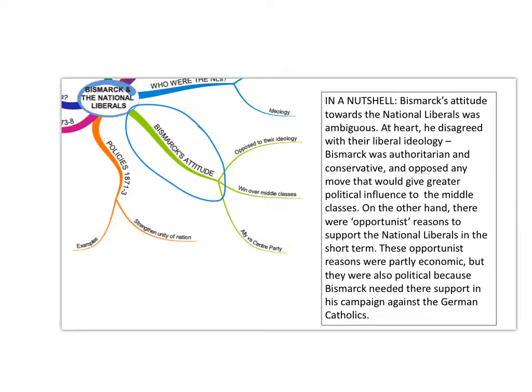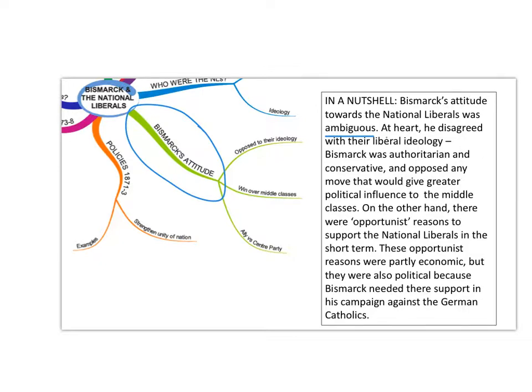Okay, so Bismarck, the first Chancellor of Germany. His attitude towards the National Liberals was ambiguous. I think the point we're making here is that he both disliked them but also wanted to work with them. Okay, he could see advantages of working with them. So we'll do the dislike at first.